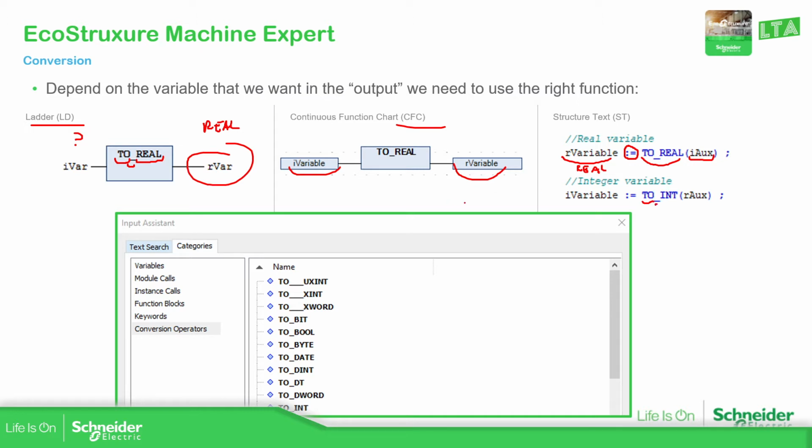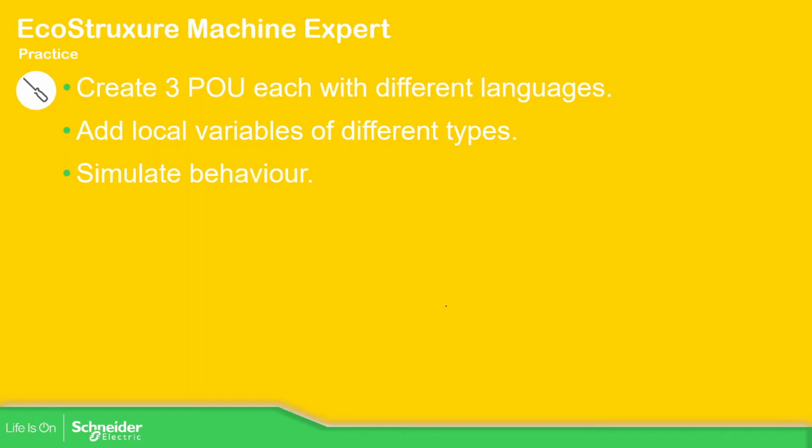And if you don't know this, you can select the input assistant, go to categories, and then you should be able to find the conversion operations, and here you can find the whole list.